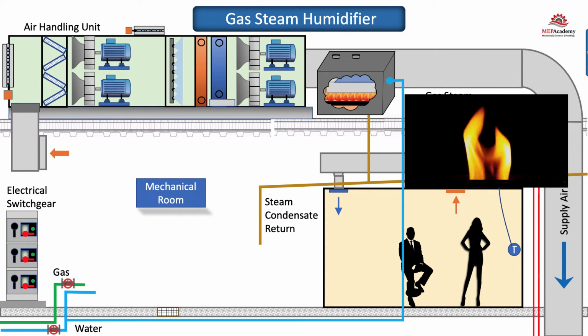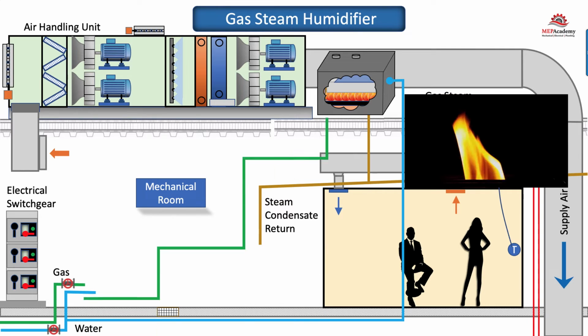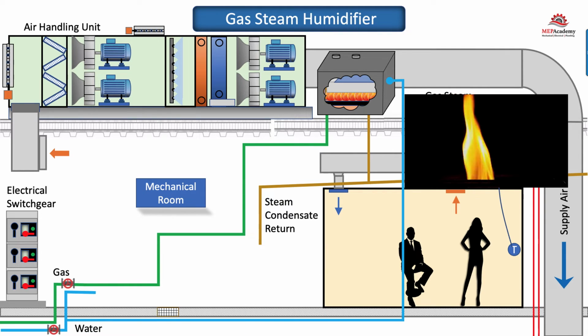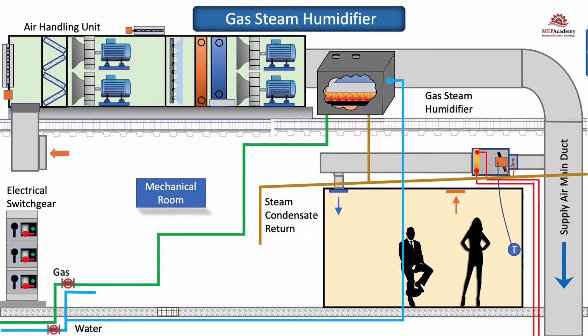This can be installed indoors or outdoors. Now we'll have to run the gas piping to the humidifier, as this is our source of heat generation. Then we'll install the humidifier manifold or distribution tubing into the duct and connect the steam piping to it.